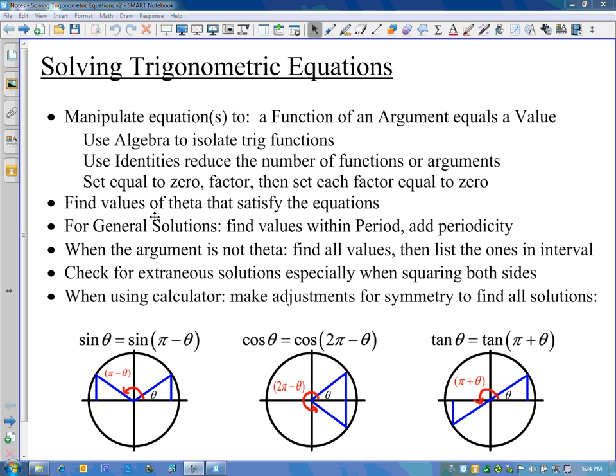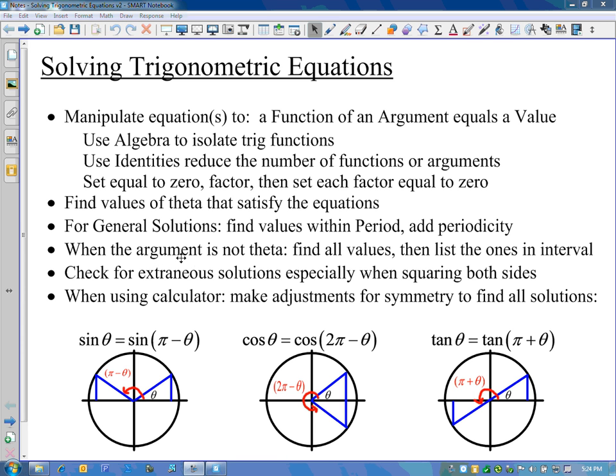Once you have that, then you can use your ideas of inverse trigonometric functions to find the value of theta that's going to satisfy the equation. Now for general solutions, because some of these equations have an infinite number of solutions, we're going to find the values within the period of the function, and then we add the periodicity. So for the periods of the functions, we need to know that the period of sine is 2 pi, the period of cosine is 2 pi, and the period of tangent is pi. It's important to know those. We'll be using those a lot.